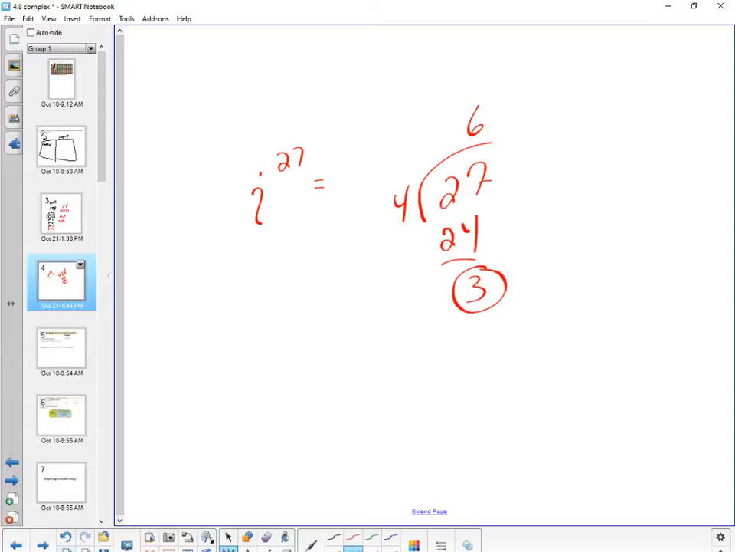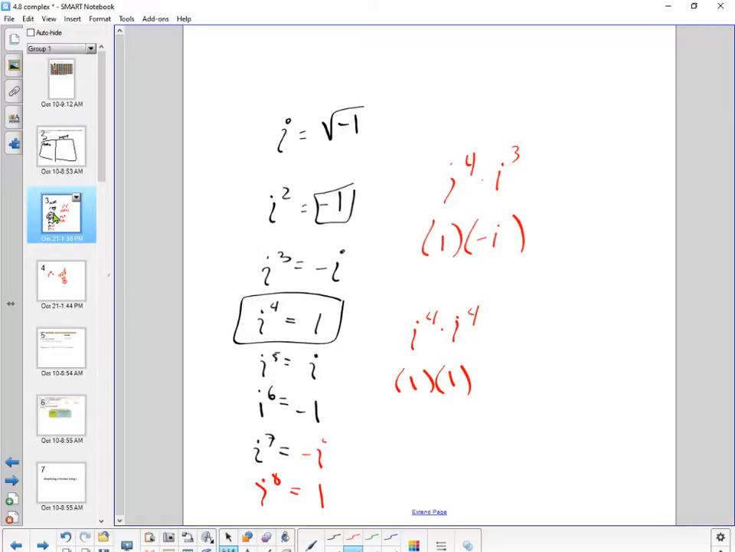Questions on that? Where did you get the 4 from? Where did I get the 4 from? Because that's the pattern where it starts: i, negative 1, negative i, 1. How many before the pattern resets? Did that make sense to you? So once I got to i to the 4th, what did it become? If I had i to the 4th times i to the 8th, I just got 1 times 1, which was 1 again, right?